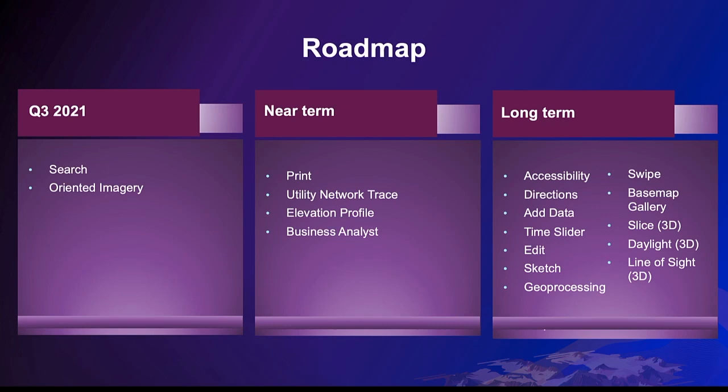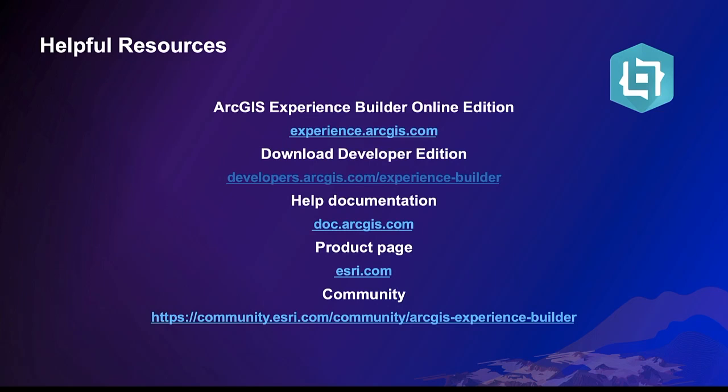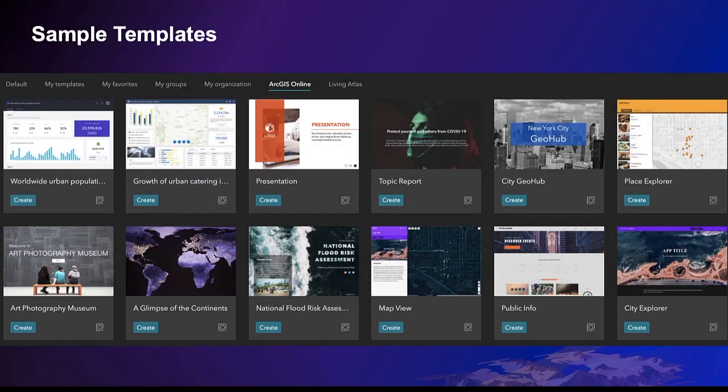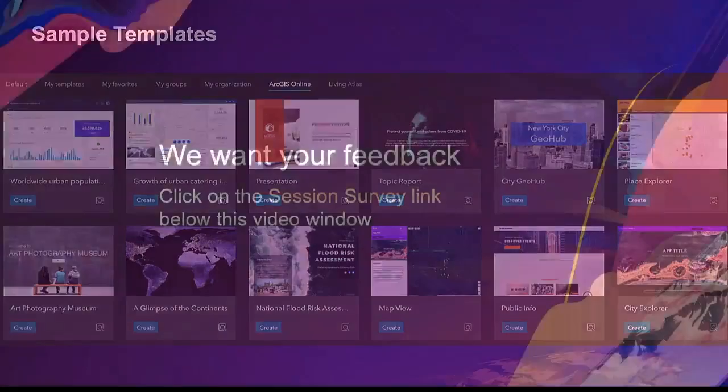We are working on accessibility and plan to have it available next year around UC. Here are helpful resources, including documentation and user community. Also, check out these templates in ArcGIS Online. They are created by the development team, showcasing new capabilities in each release.